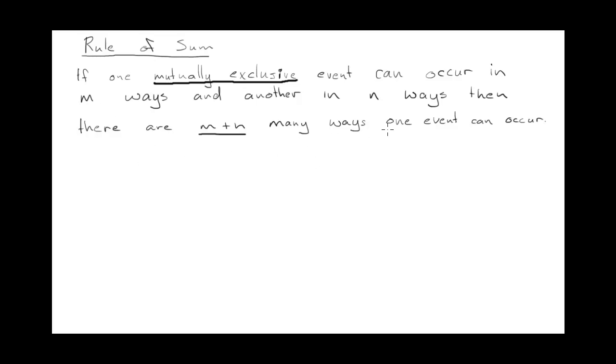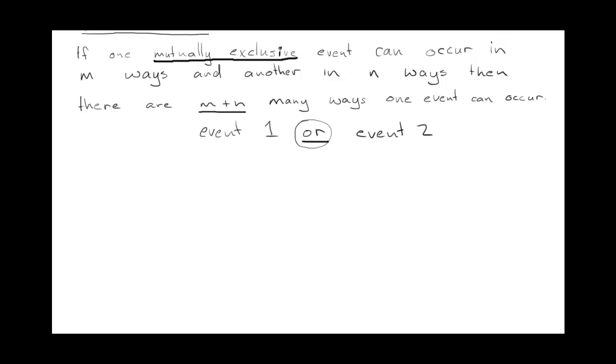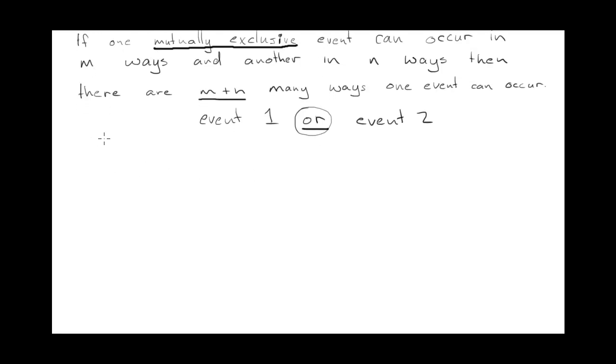Here we're having event 1 or event 2. And that's the big difference between the rule of sum and the fundamental counting principle. In the rule of sum, you're looking at or, so one thing or the other. In the fundamental counting principle, you're looking at event 1 and event 2. More specifically, event 1, then event 2. So this will be easier to see in an example.